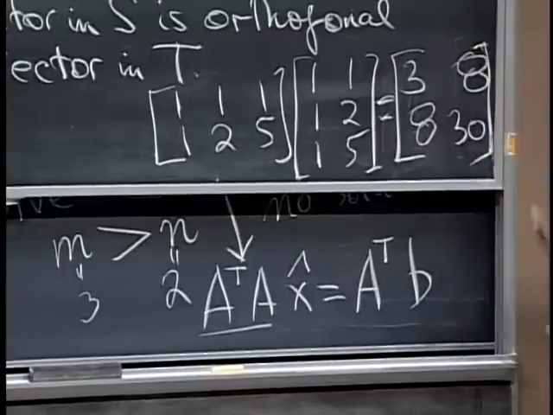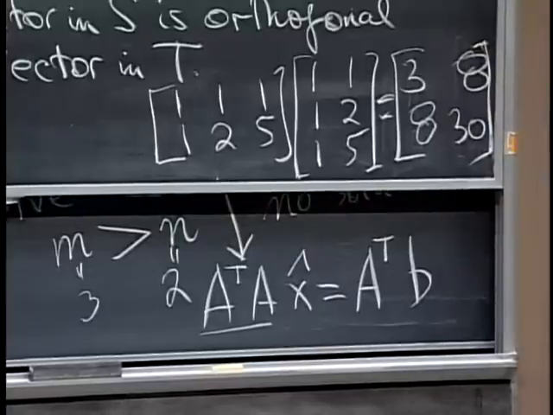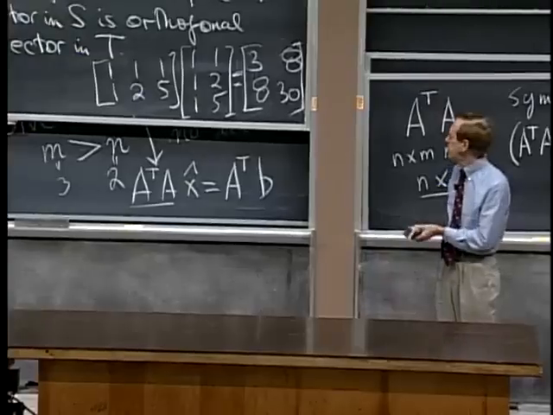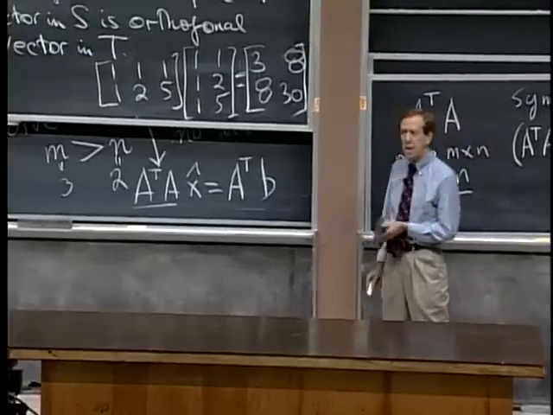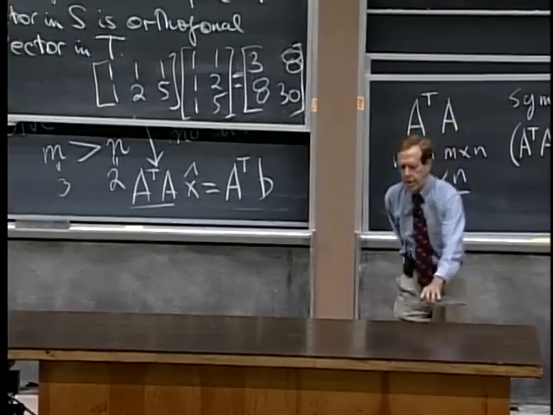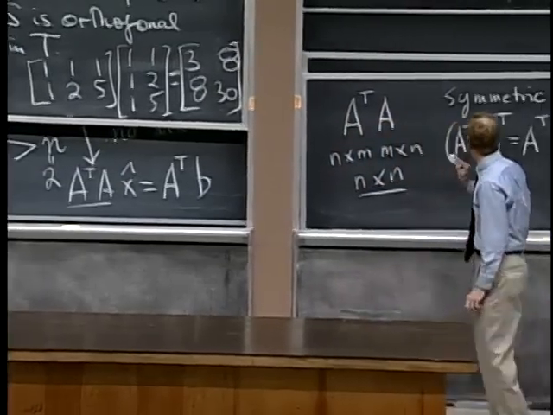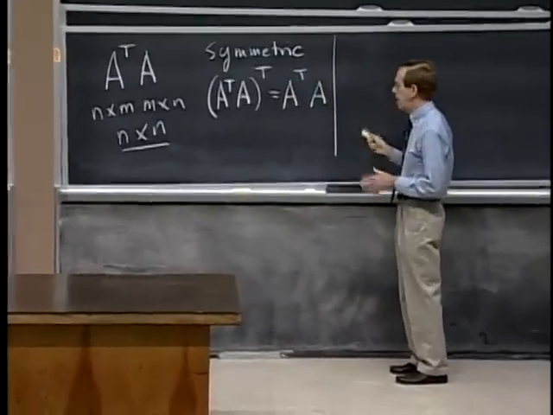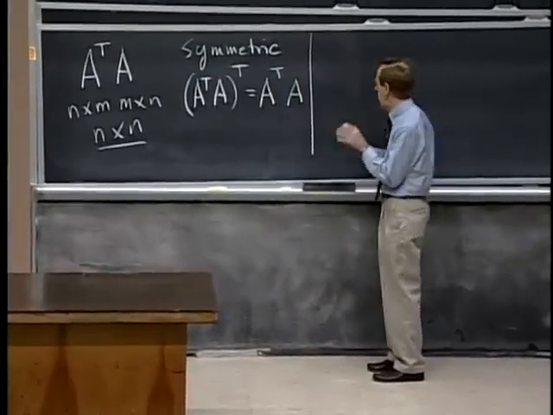And is that matrix invertible? There's A transpose A. And it is invertible, right? 3, 8 is not a multiple of 8, 30, and it's invertible. And that's what I expect. So, this is what I want to show. So here's the key point.